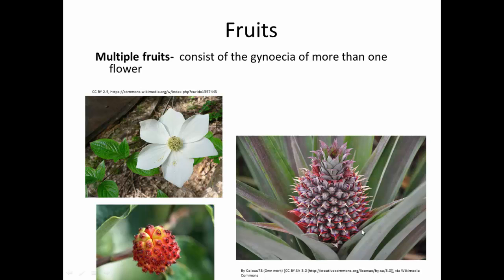Pineapple is another example of a multiple. It forms from a really unique looking inflorescence. A single fruit forms from many gynoecia that are involved in many flowers that are involved in this one inflorescence.